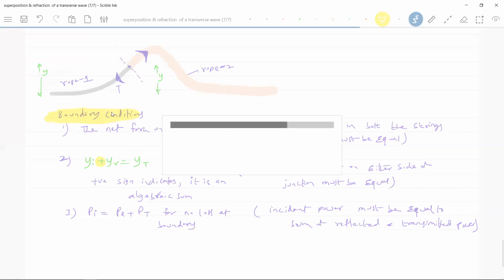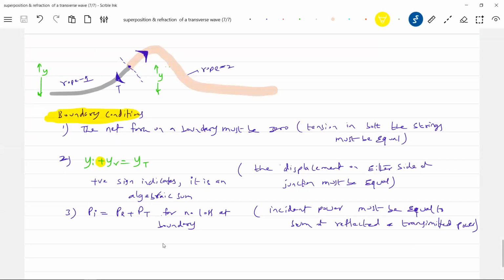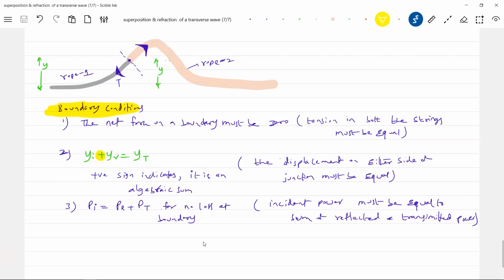So the net force on the boundary should be zero. Then the third point is the conservation of energy principle. The second point is the superposition principle. Got the idea? These are called boundary conditions. Now with the help of these boundary conditions, I can find out the amplitude of reflected and transmitted.